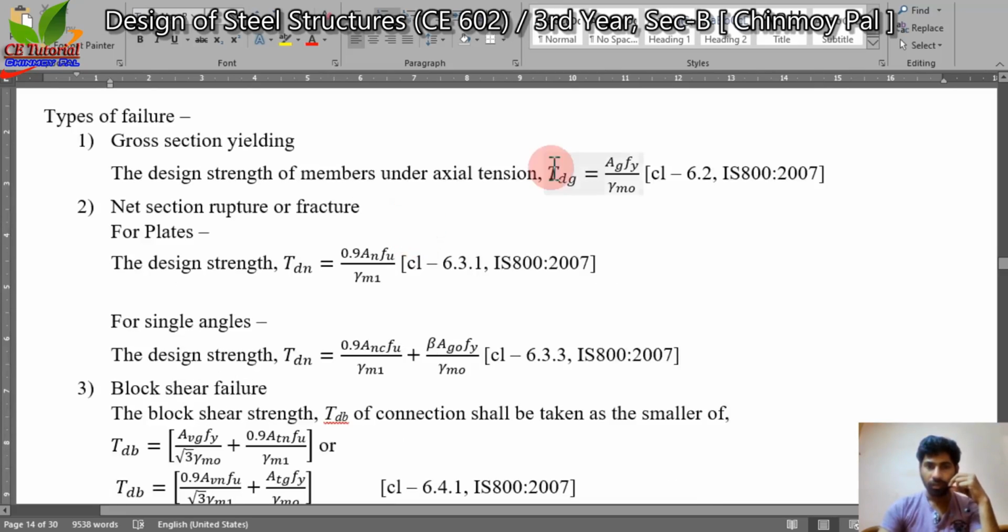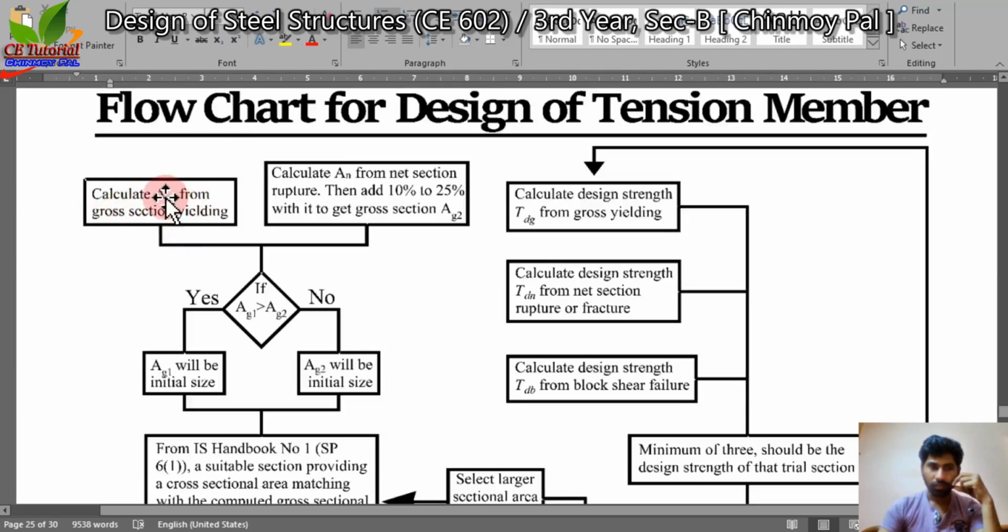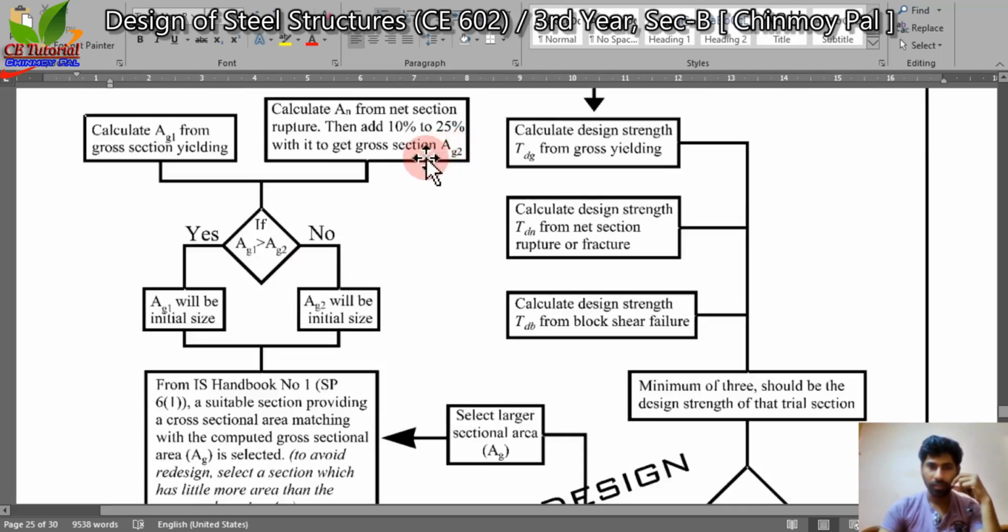Now we are going to use this formula Tdg and this formula Tdn to calculate the cross section. In this flowchart you can see that we can calculate the cross section Ag1 from cross section yielding and calculate An, and after that by adding 10 to 25% with it you can get the cross section, that is Ag2. And after that compare this Ag1 with Ag2. The greater value between Ag1 and Ag2 will be considered. Now if Ag1 is greater than Ag2, then Ag1 will be considered. Otherwise if Ag2 is greater than Ag1, then Ag2 will be considered.